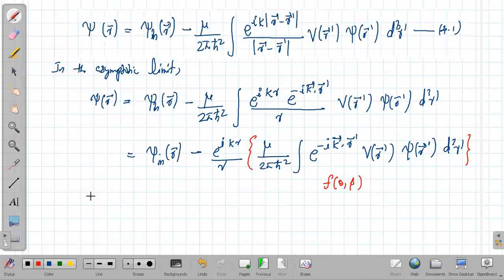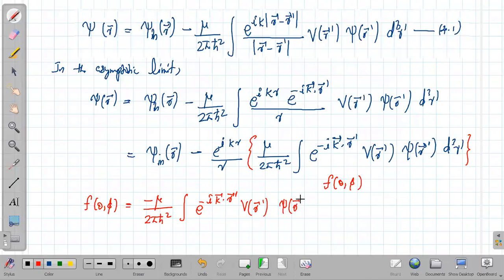Okay, so therefore your f of theta phi is simply minus mu upon 2 pi h bar square, integral e raised to minus i k dot r prime v of r prime psi of r prime d cube r prime. Okay, so that's our scattering amplitude.